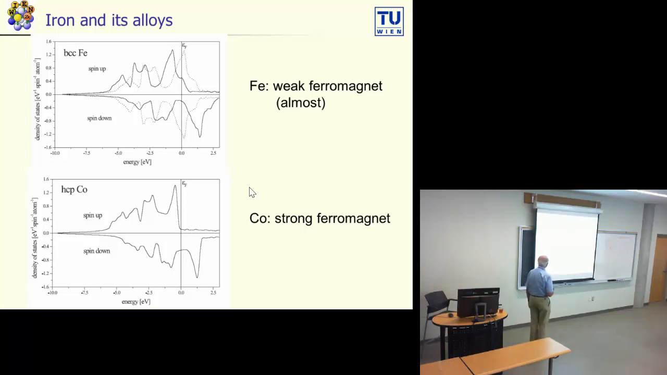Now, if you take cobalt, HCP cobalt, then this is called a weak ferromagnet because at the Fermi energy the d bands, this high density of states, are not fully occupied, while in HCP iron, for the majority spin state, they are fully occupied, and such a case is called a strong ferromagnet. So you have a weak ferromagnet and a strong ferromagnet.